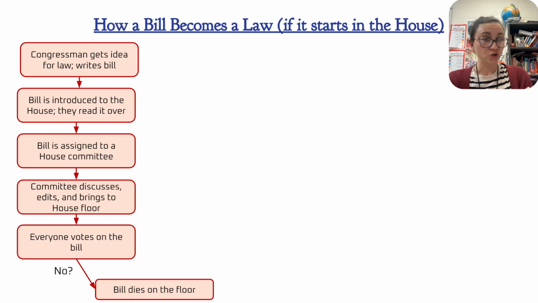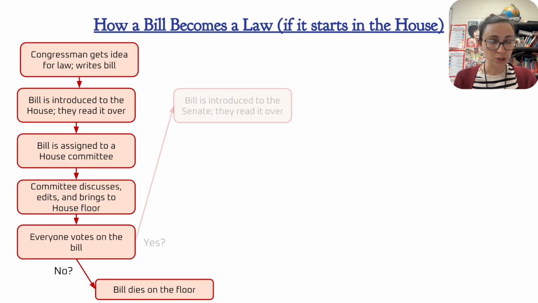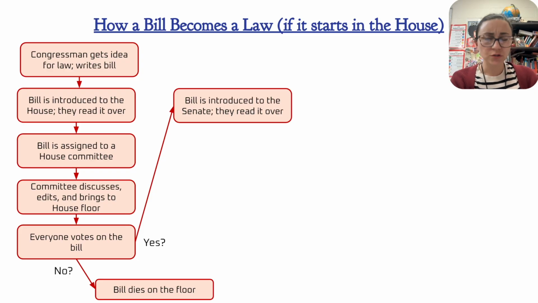Now, let's say they do pass it, and this is very, very rare and very, very difficult, and that's for a reason. It's a natural check on legislative power. It's supposed to be a complex process. You're not supposed to be able to pass a bill very easily, because then that could elevate the power of the federal government, specifically the legislature. Now, let's say they do vote on the bill, they vote yes, and then they're good with it, right? Then it goes to the Senate, and the whole process starts over again.